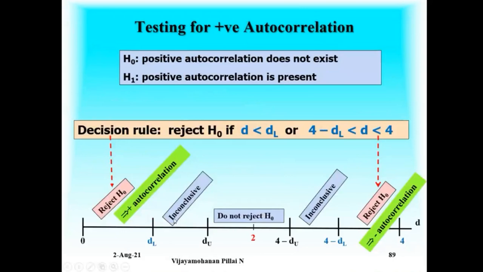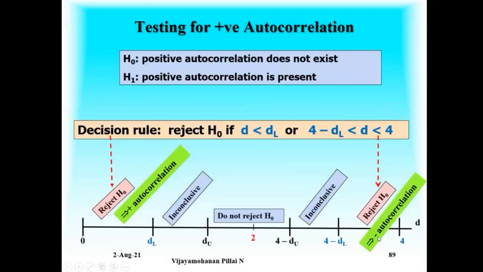Similarly, there is an inconclusive range between 4 minus du and 4 minus dl. Otherwise, if our D statistic is around 2, then there is no autocorrelation. So what is our null hypothesis? Null hypothesis is there is no autocorrelation. If it is close to 0, then that means there is positive autocorrelation. And if it is close to 4, then that means there is negative autocorrelation.